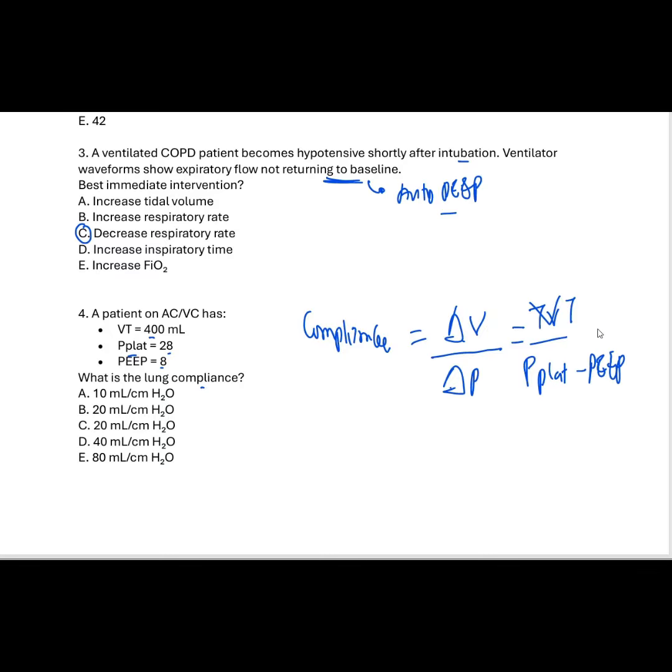So if we plug our numbers into this equation, that would be 400 divided by 28 minus 8. So that would be 400 divided by 20. And that's going to be 20, guys. So the best answer there will be 20. So it looks like we have two answers here, guys.